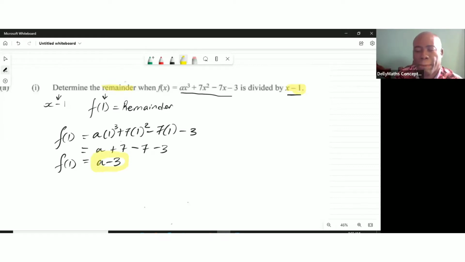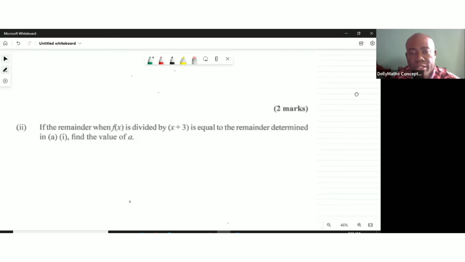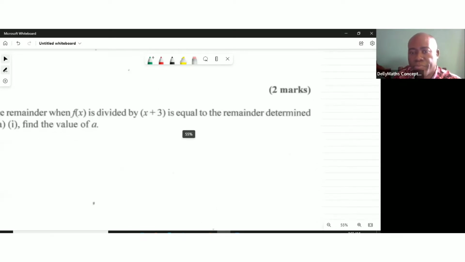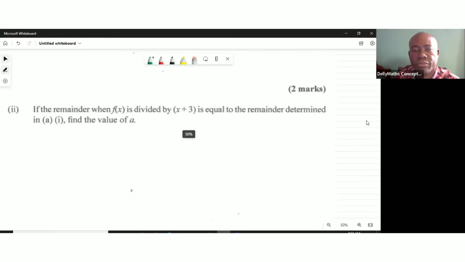If the remainder when f of x is divided by x plus 3 is equal to the remainder determined in (a)(i), find the value of a. In other words, we're seeing here that when f of x was divided by x plus 3, the remainder was the same as what we just got, which was a minus 3. That was the remainder for f of 1.